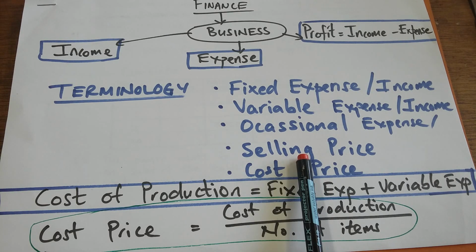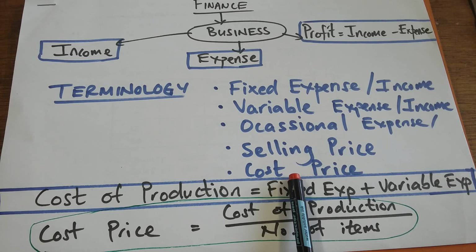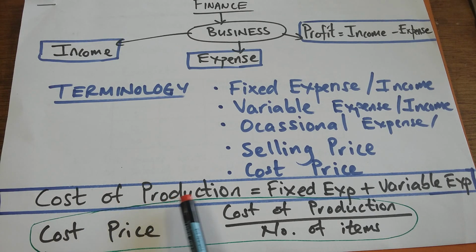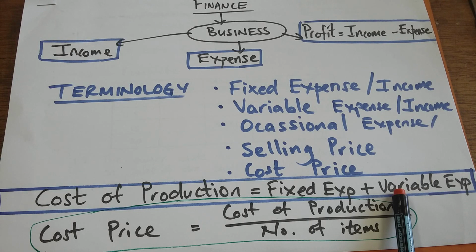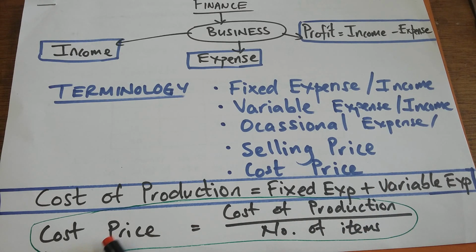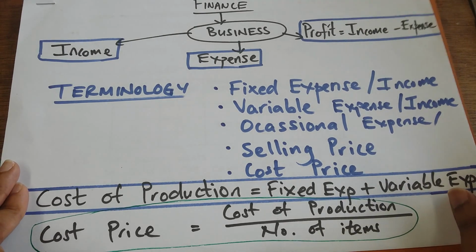Selling price is the price at which I sell my product, and cost price is going to be the price in producing that particular item. So two important equations. One, cost of production is equal to my fixed expense plus variable expense. My cost price is equal to cost of production divided by number of items. So now that we understand the basic terminology, we're going to apply it in the form of an example.